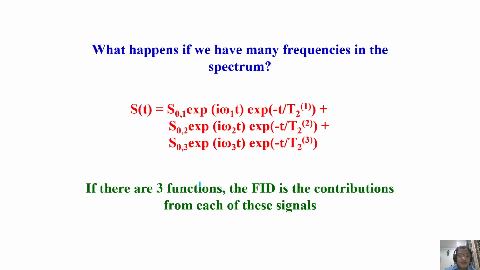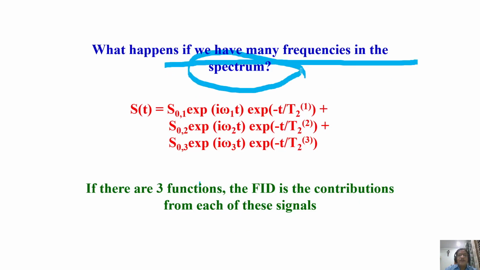Let us now start questioning a bit more. So far I took only one signal, one decaying frequency, to understand the different components. In reality, in the NMR spectrum, there is not only one signal. The FID does not contain a single frequency. There are so many peaks in the spectrum. There will be many frequencies. Then the question is, what happens if you have many frequencies in the spectrum? How does it work?